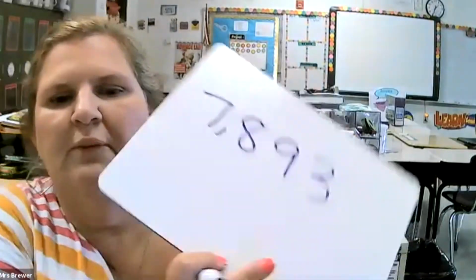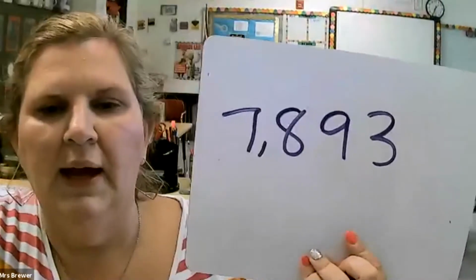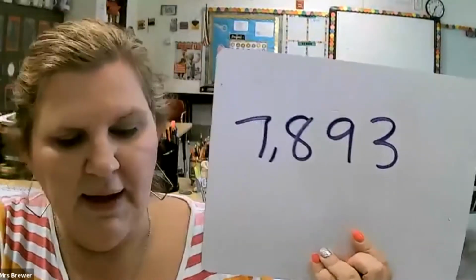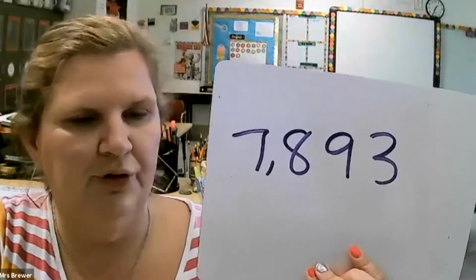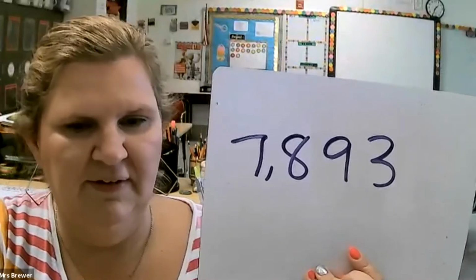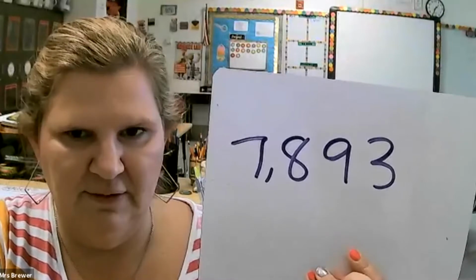So I'm going to just write a number down here, no special number, just a random number, okay? And I'm going to show you what we're going to do with this. If you have these place value mats like I have right here, I'm going to show you how you would put this number here into that place value mat, okay?